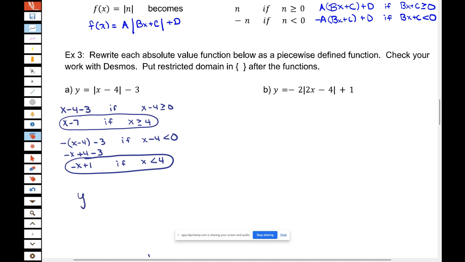That's the second part of my piecewise defined function. So to write my entire piecewise defined function, which I should technically be calling f of x to be a function, it's x minus 7 if x is greater than or equal to 4. It's negative x plus 1 if x is less than 4. That's my piecewise defined function. So let's check this on the Desmos.